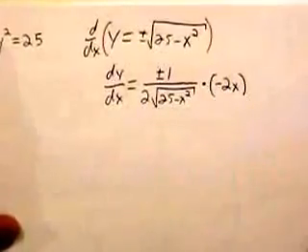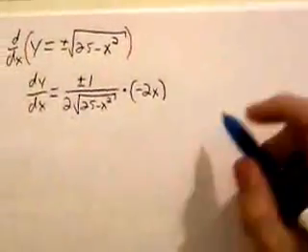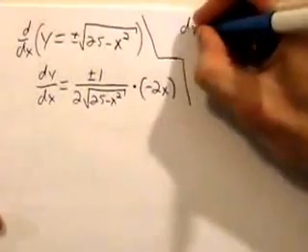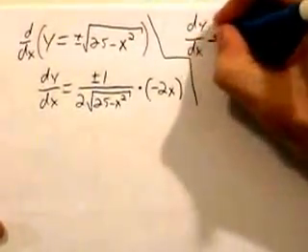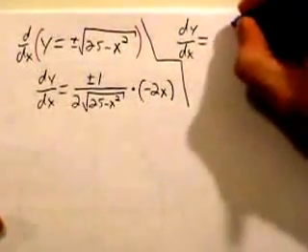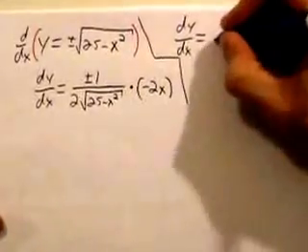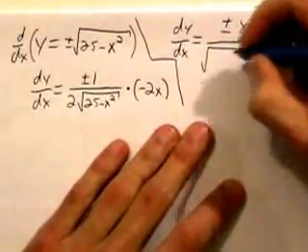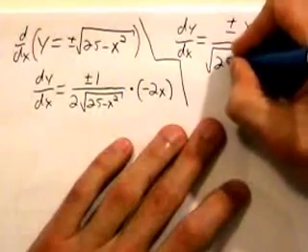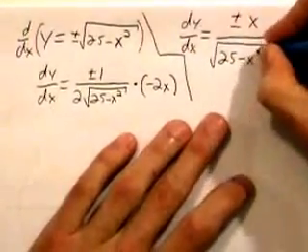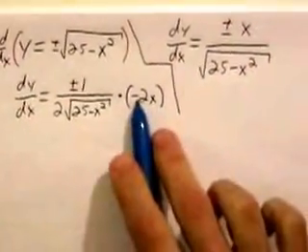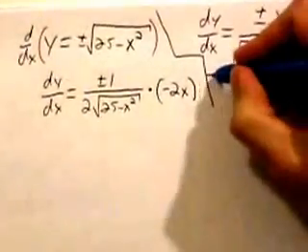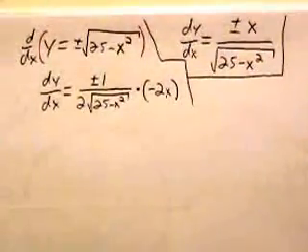And if you simplify that, what you get is dy dx equals plus or minus x divided by the square root, the 2's cancel, of 25 minus x squared. This minus and this plus or minus is basically a wash. It's going to be plus or minus either way. This is what you get.